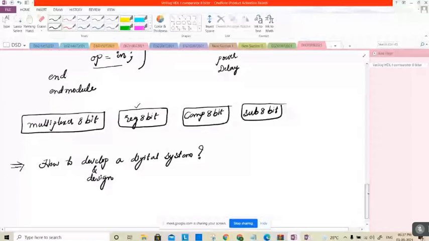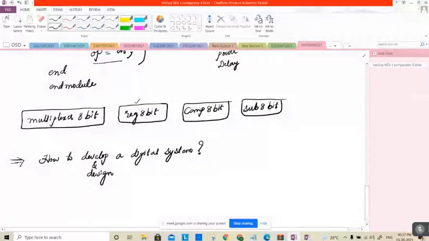So these are not digital systems. Multiplexer, register, comparator, subtractor, adder. These are not complete digital systems. These are only modules, only submodules, only parts. These are only the submodules, not the entire system.